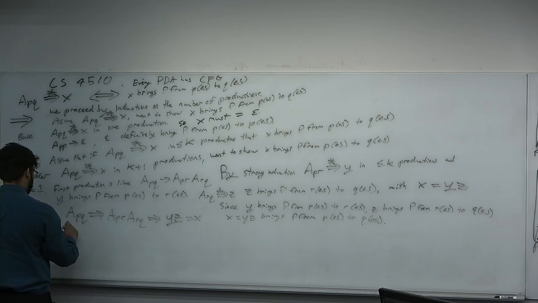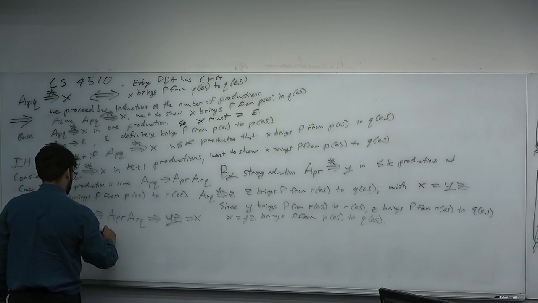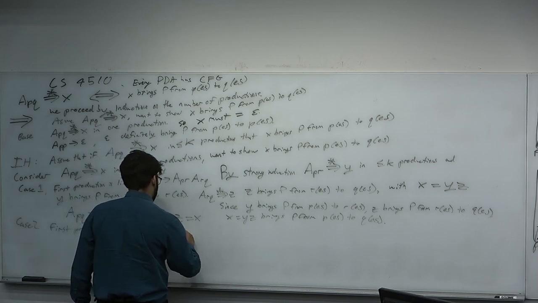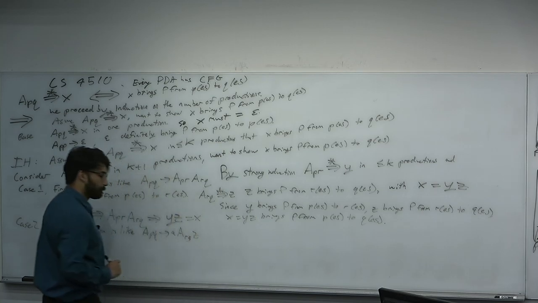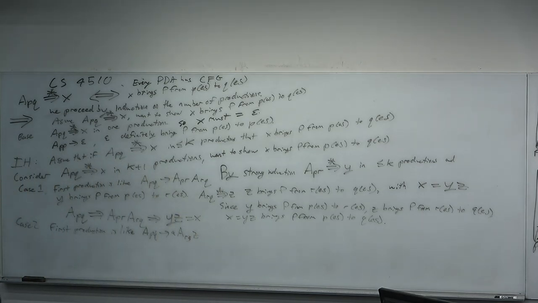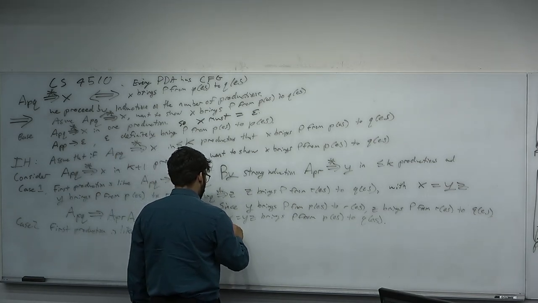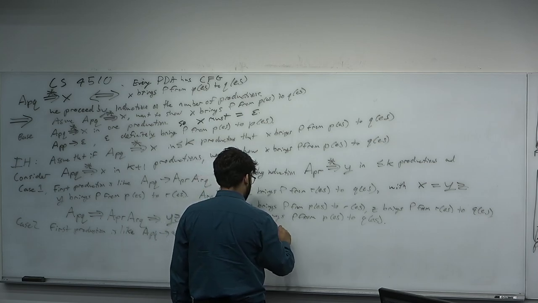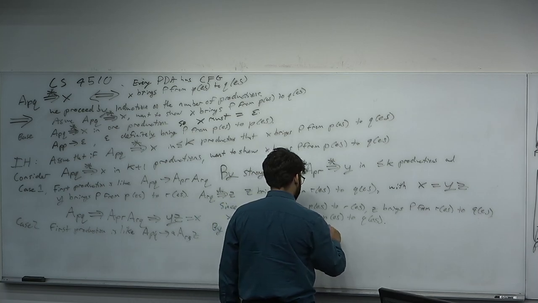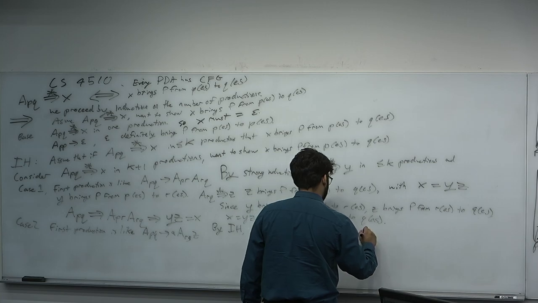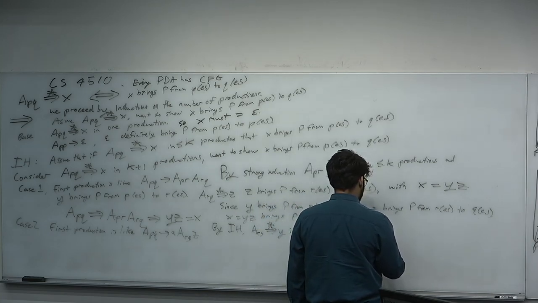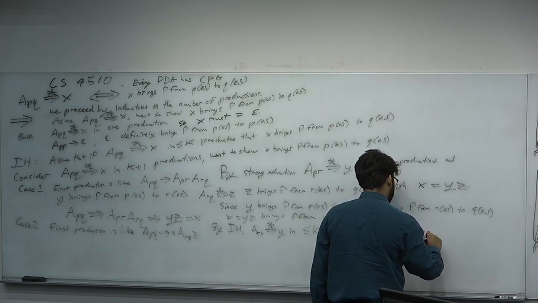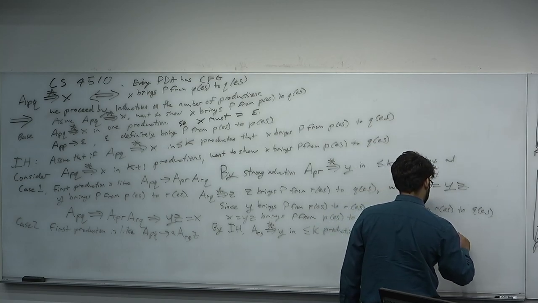the first production is of the second kind. A_PQ goes to A A_RS Z. By the strong induction hypothesis, A_RS produces some string, let's say Y, in less than or equal to K productions. So Y, by the induction hypothesis, brings the PDA from R empty stack to S empty stack.